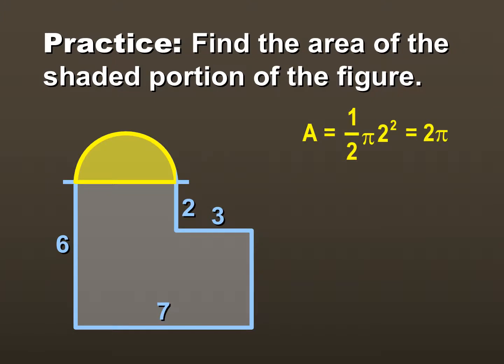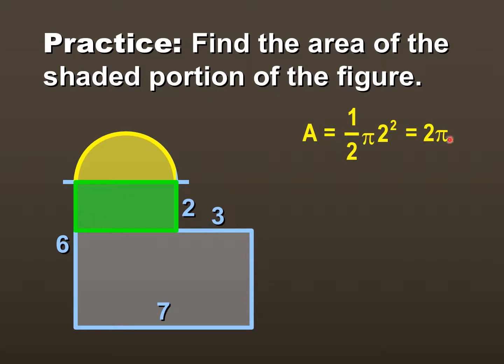And so first we have to figure out, well, what is the radius? Well, this entire thing is 7, and this piece is 3, which means this piece is 4, which means the radius is half of that, so our radius is 2. So we get 1/2 pi times 2 for the radius, squared. And 2 squared is 4, and half of 4 is 2. So that's how we get our final answer of 2 pi.